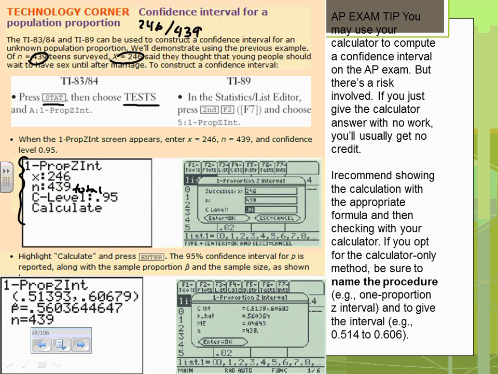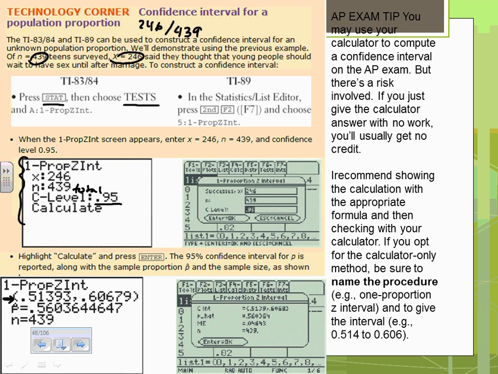N is your total. X is how many out of the total were the success in this case. Then you're going to put in your confidence level. So you can put 0.95, 0.90, whatever you'd like. I'm going to go ahead and put in 246, 439, and in this case it asks for 0.95, and if it doesn't ask, then 0.95 we've always said is the most general. Then hit calculate, and here you can see the interval is already found for you. Right there. So that's kind of nice.